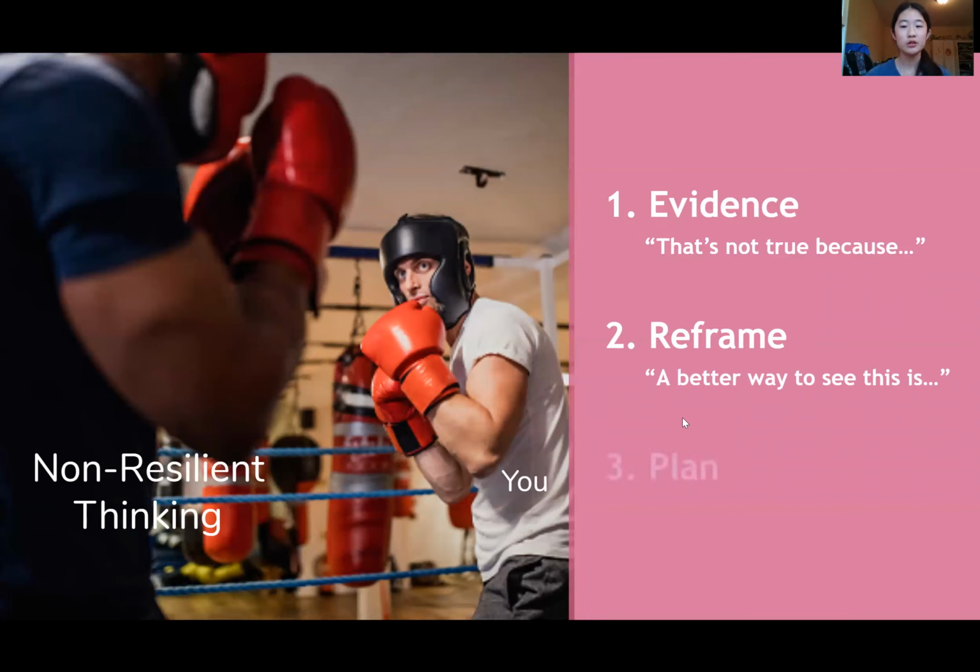Finally, the last way you can do this is through a plan. So some of the non-resilient thinking, especially catastrophizing and helplessness, will sort of block you from taking action. You'll be really agitated and anxious, and you might feel helpless. But if you come up with a plan, you'll be able to feel a lot more confident and be able to tackle whatever that challenge is. So that sentence starter would be, if blank happens, then I will blank.